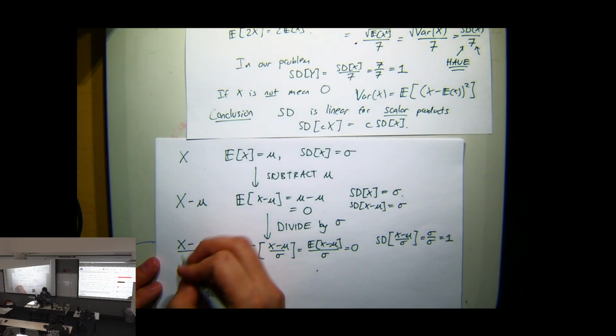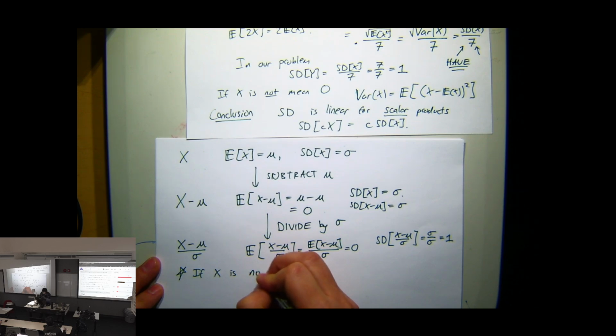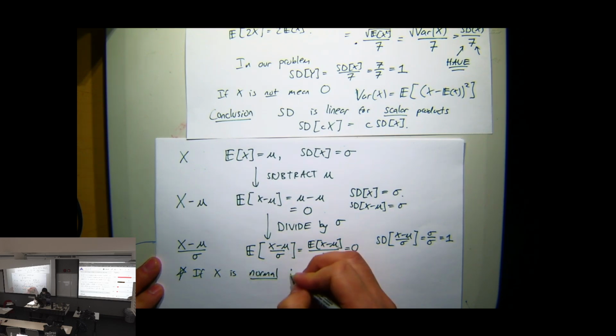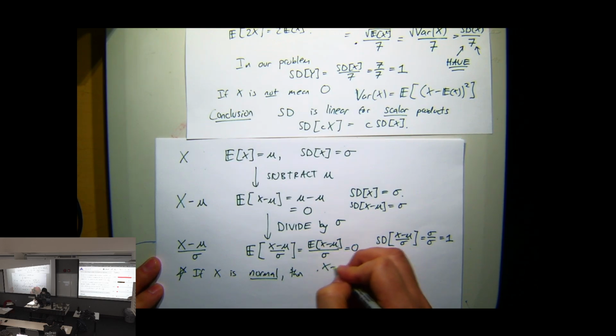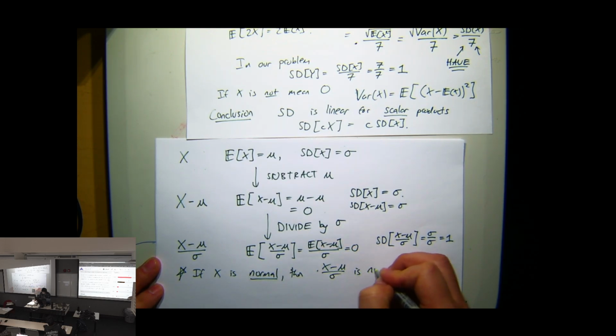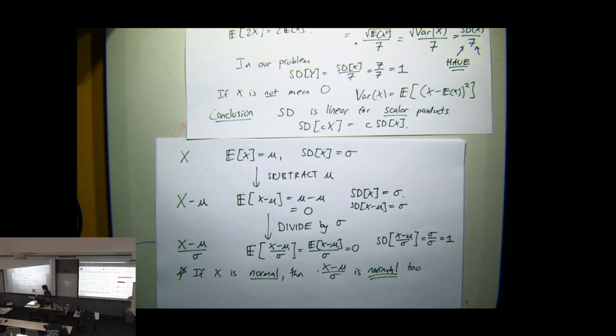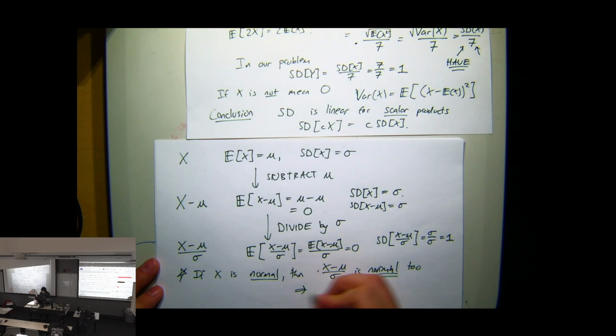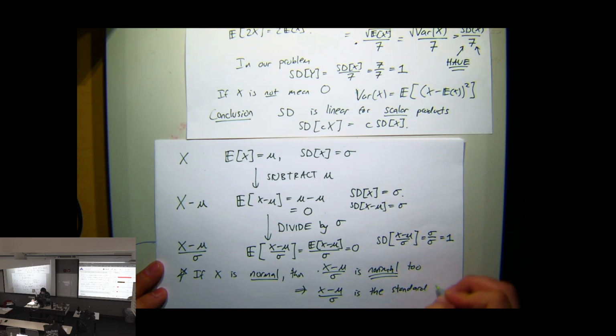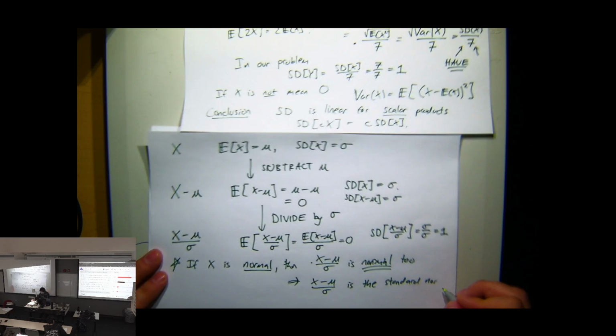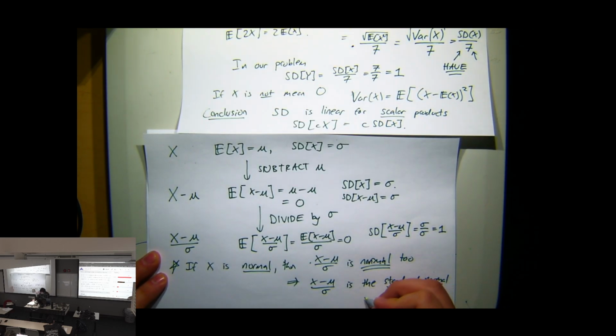So this is like the little extra. If x is normal, then x minus mu over sigma is normal too. This is a fact about normal variables, that they play nicely with addition and scalar multiplication. And therefore, x minus mu over sigma is the mean 0, the standard normal, the one on that table. It's the standard normal. So that's the mean 0 variance 1 guy.